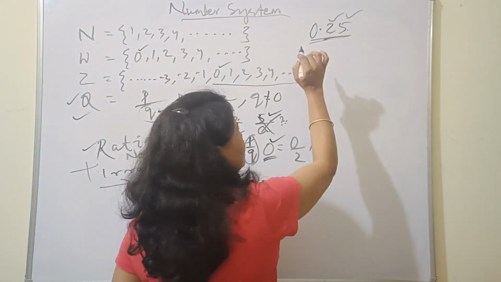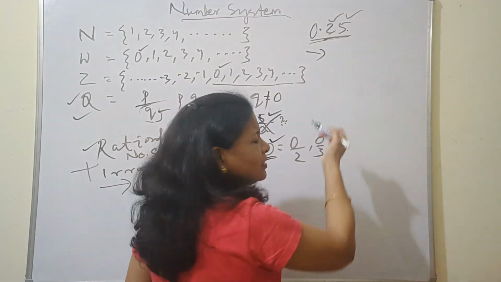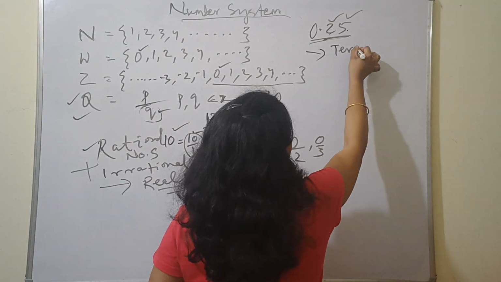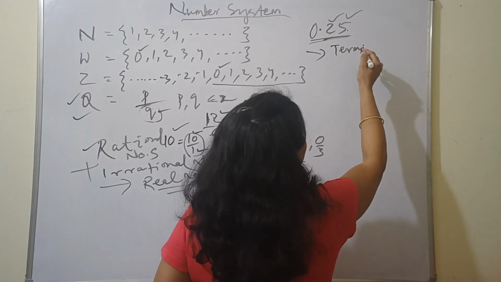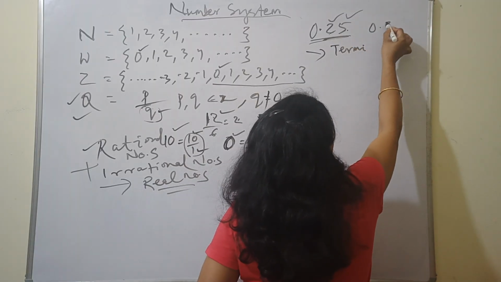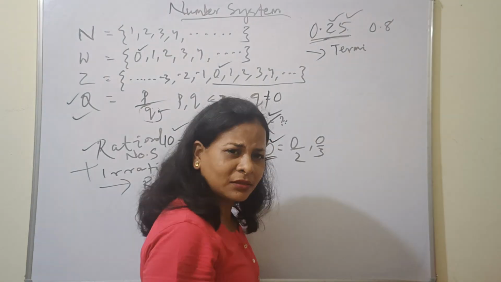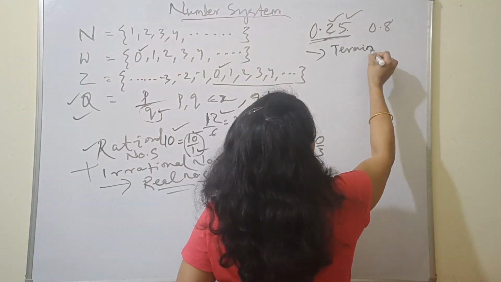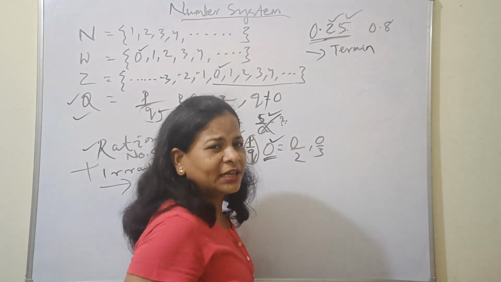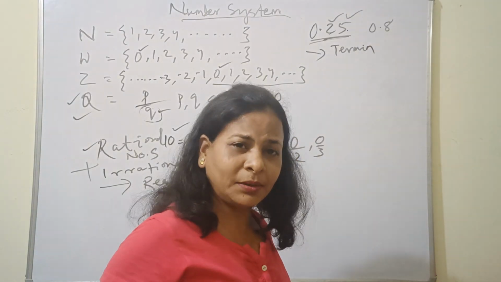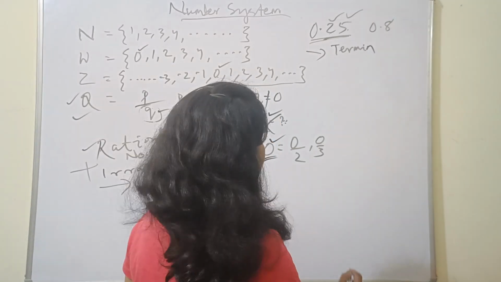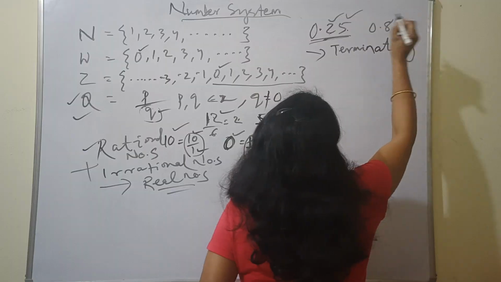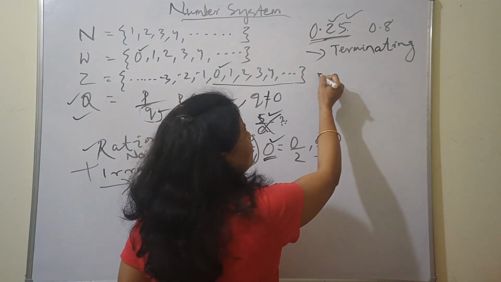We can count. So this is what kind of decimal number? Understand this. This is a terminating decimal number. This type of decimals are called terminating. Another example is 0.8. We can count the number of places after decimal. So this is a terminating decimal. Terminating means we can count the number of places after decimal sign. So terminating decimal. And what are other types of decimal numbers?